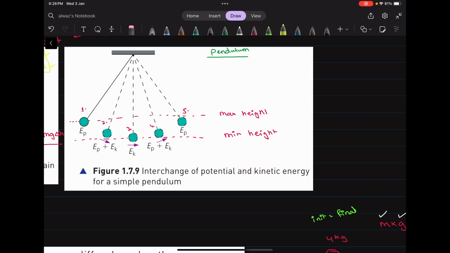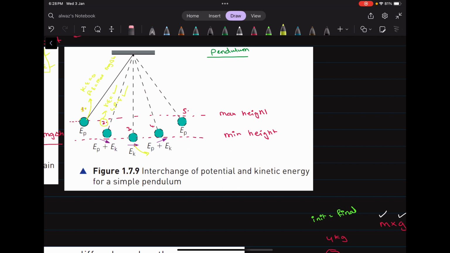So in the first picture, we can see that in position 1, the ball is at rest and it's at maximum height. So it will have kinetic energy of 0 and potential energy maximum, or we can write it as mg delta h. In the second stage, we can see that the ball is moving, so it's going to definitely have some kinetic energy. And as for the gravitational potential energy, the ball isn't exactly at its lowest point. It's not at minimum height, so it's also going to have gravitational potential energy.